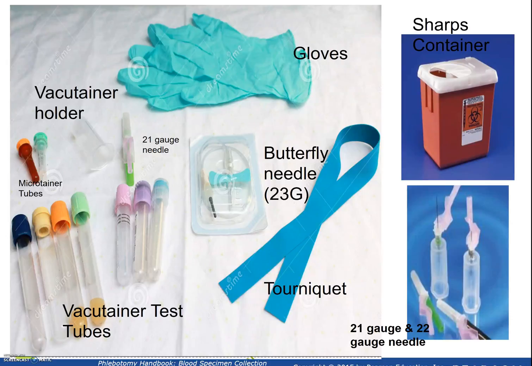This is an example of the equipment we will be using for a routine venipuncture. And this concludes part 1 of chapter 10. Please view part 2 of chapter 10 to continue with this slide.